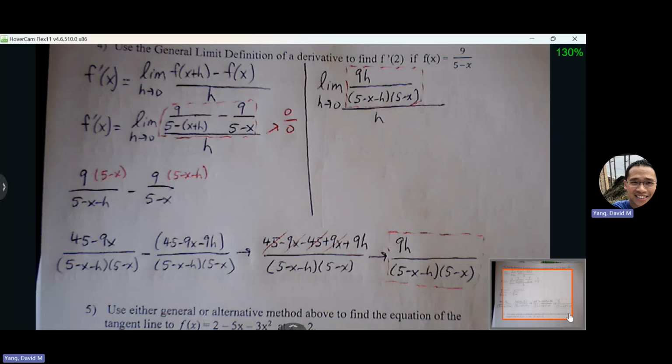Something to be aware of with this number 4 is that when you replace the x with x plus h, there's a minus in front. So what needs to happen is that negative is going to distribute through the x plus h, and it'll end up giving us 5 minus x minus h. So that's something that may be easy to miss there.